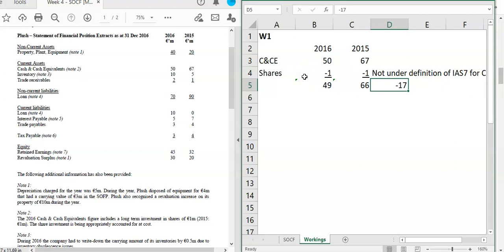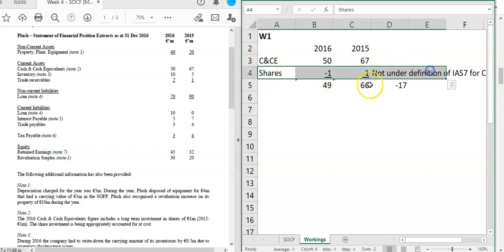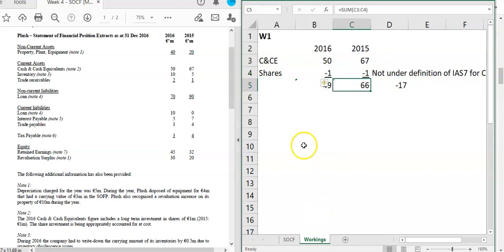Still going to have the same answer, but to get a mark, because to show your understanding of what cash and cash equivalents is, you would have to take that out there. So that's your opening balance in cash and cash equivalents and your closing balance.